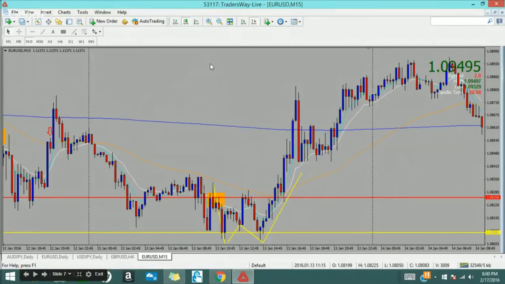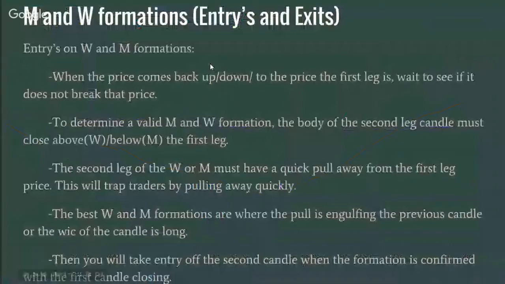All right, so on to the next slide. Here we go, entries and exits, W and M formations. Okay, one second. All right, so go ahead and write this down. This is the rule for the entries. I want you guys to write it down.